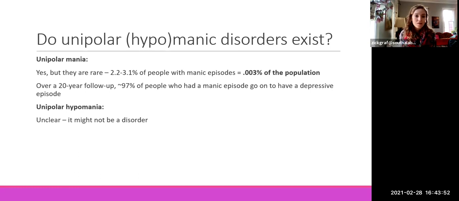The best available evidence that we have is that of the tiny number of people who have manic episodes, the less than 1% of the population, about 2 to 3% of people with mania experience unipolar manic episodes. But the important takeaway is that 97% of people, if you follow them for 20 years, who've had at least one manic episode will go on to have a depressive episode. So when people have mania, they almost always have mood alterations on the other end of the mood spectrum too.